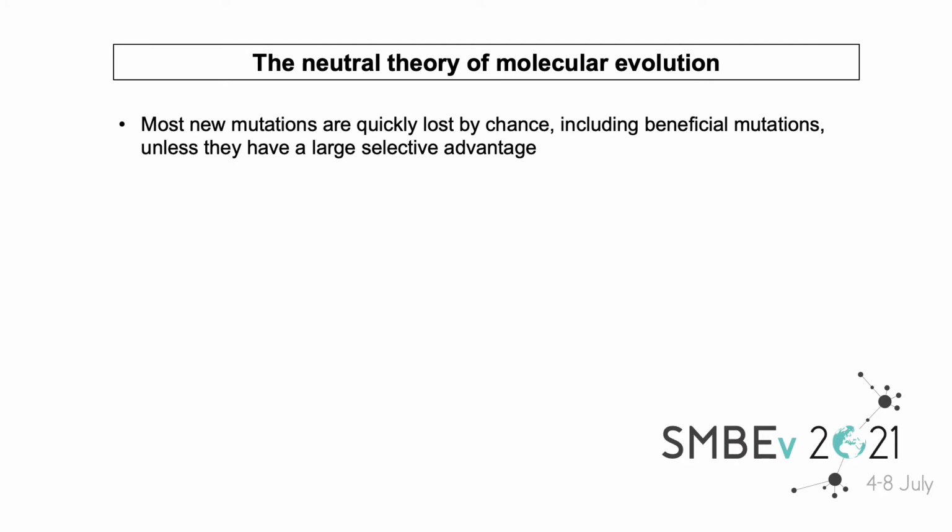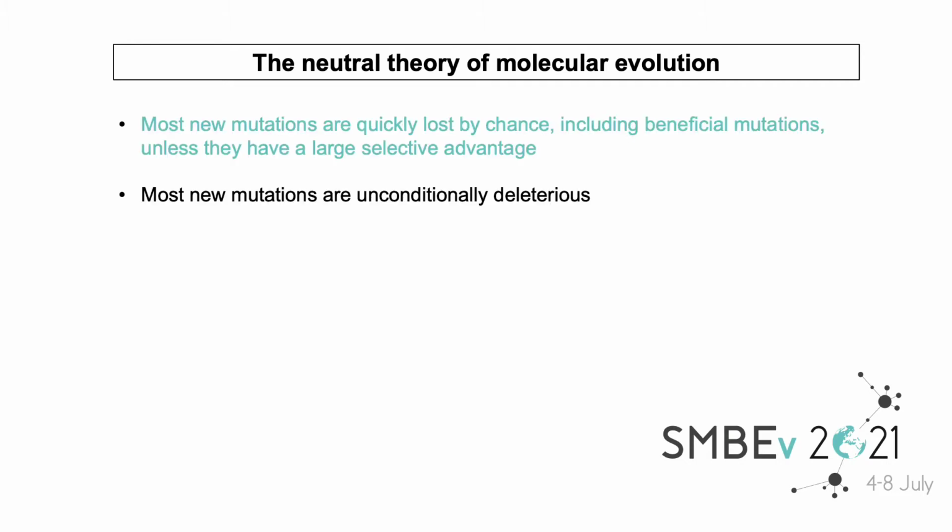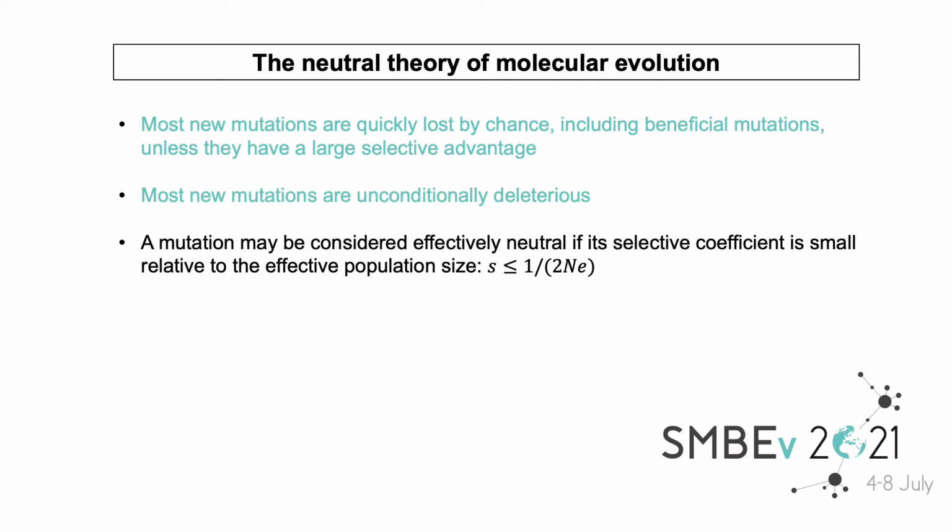I'll start with the neutral theory of molecular evolution, which was created by Motoo Kimura. According to this theory, most new mutations are quickly lost due to chance, including beneficial mutations, unless they have a very large selective advantage. And of course, most new mutations are unconditionally deleterious. However, a mutation may be considered effectively neutral if its selective coefficient is small relative to the effective population size, Ne.